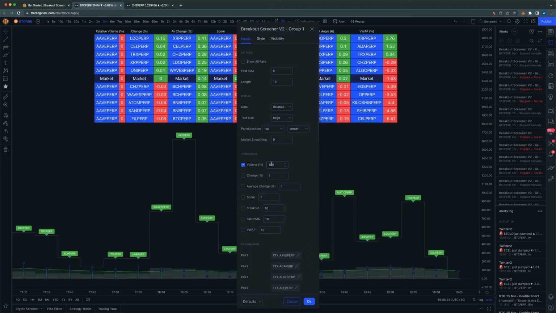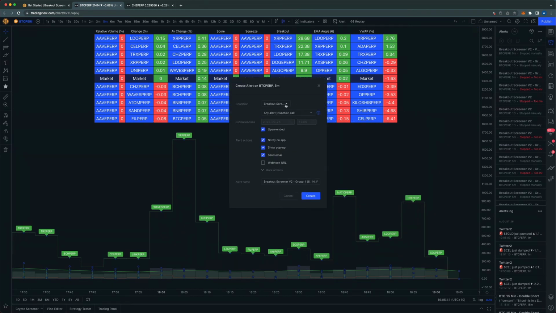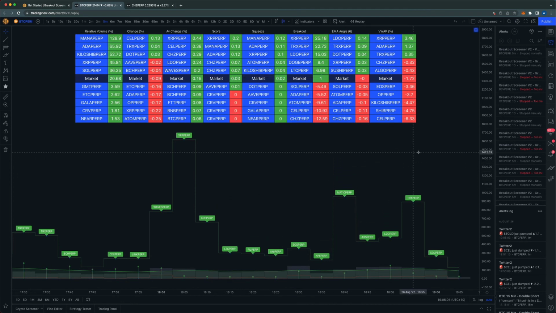I've just ticked that box, set my threshold there to 150%, and I will add an alert. And we just choose this drop-down menu, any alert function call. I will just delete some of this text here because as you can see, it's got this great big string of information at the end. So let's just get rid of that. And I might just call this one 5 minute relative volume, create. And there we go.